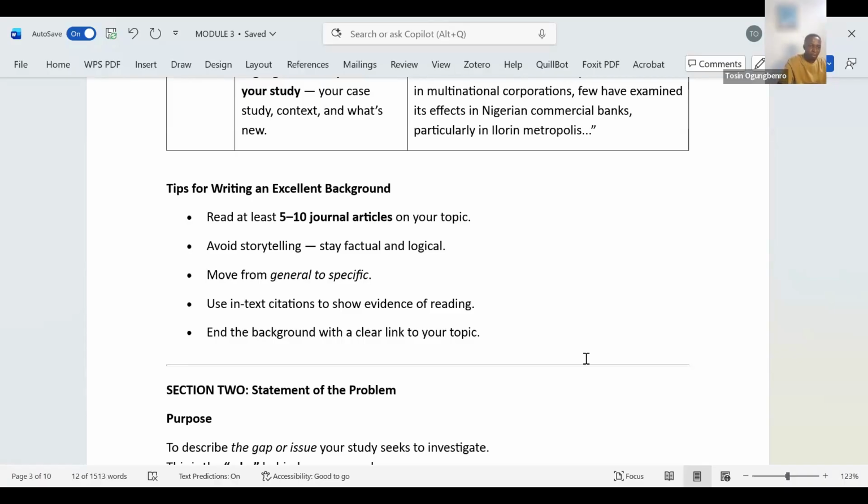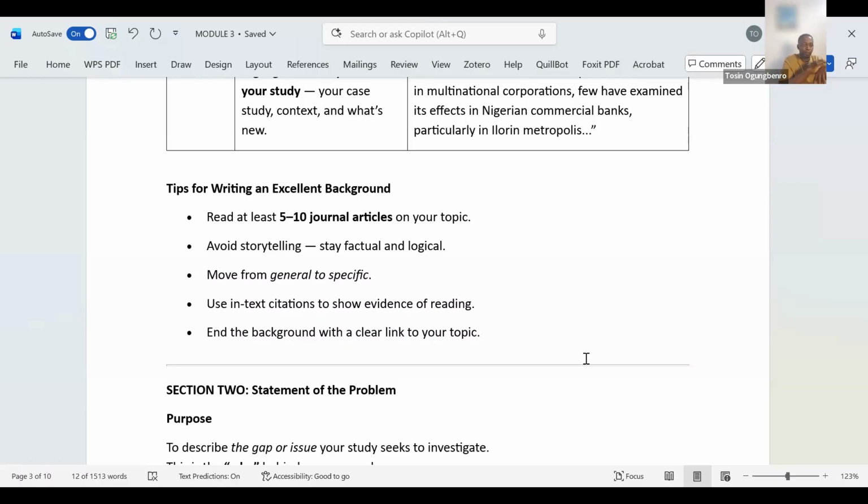So move from general to specific. That's what a background study is. You are moving from a broader scope, then you are narrowing it down. So typically the last paragraph of your background study is going to zero in on the aim of your study. After all has been said and done, start to zoom in. Like this particular study is addressing this, is addressing that, something like that.